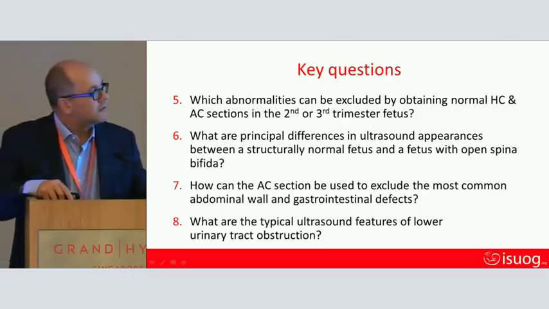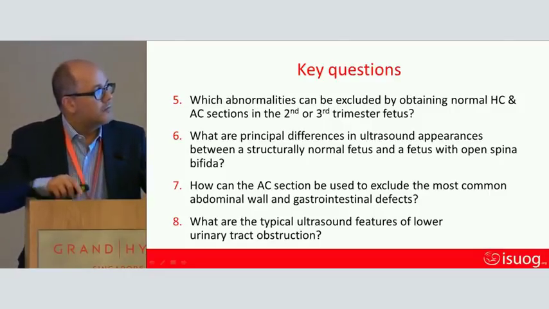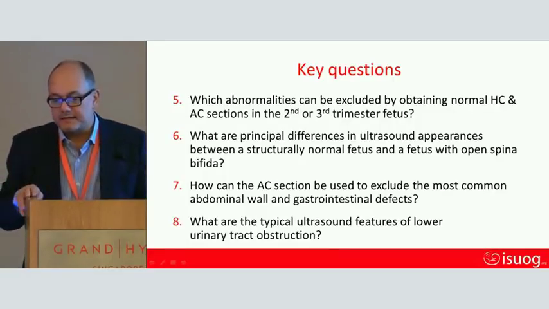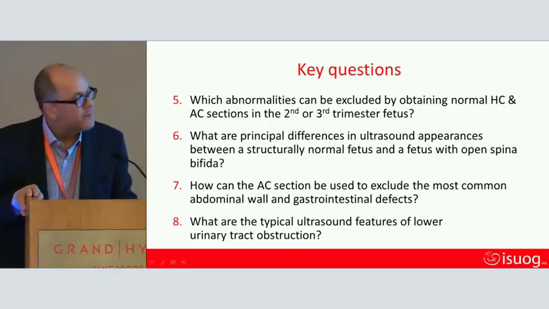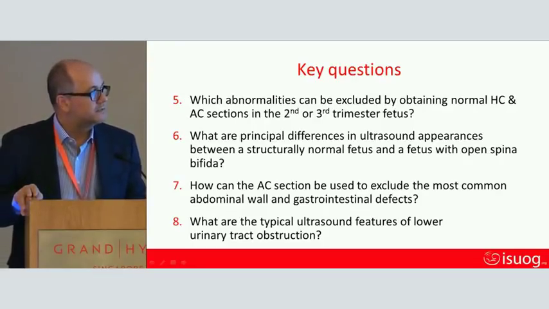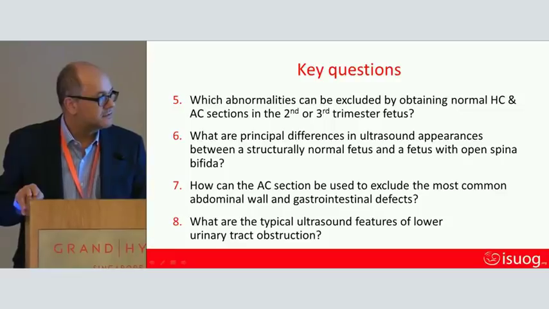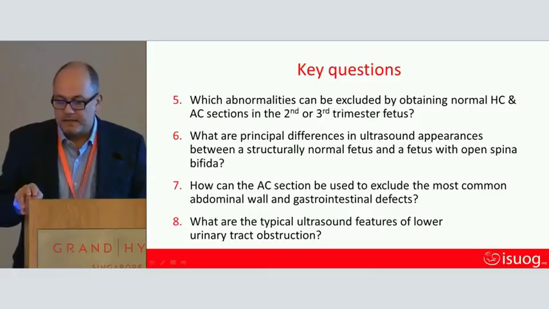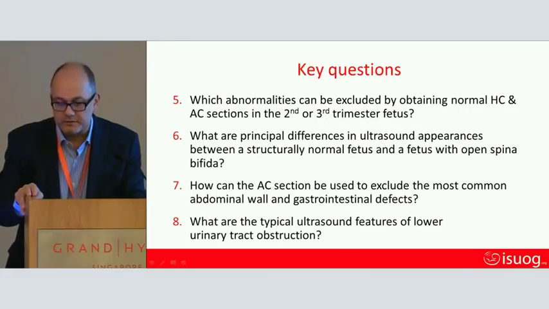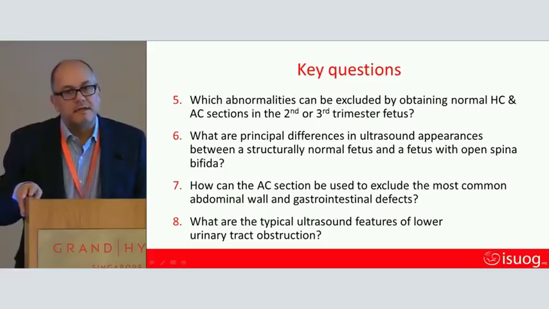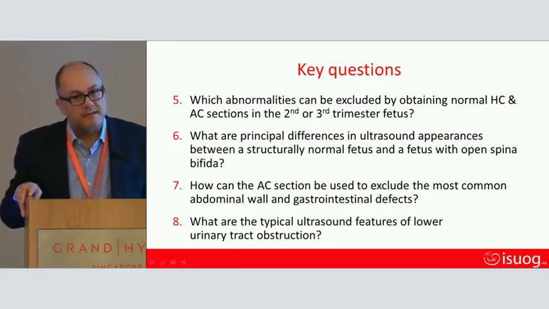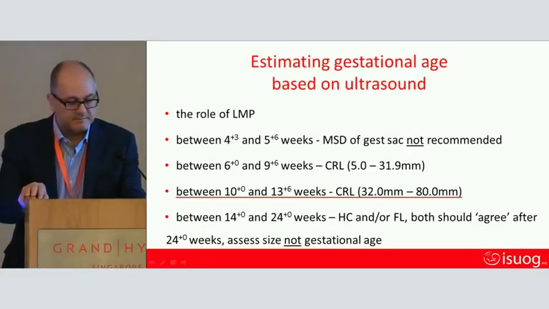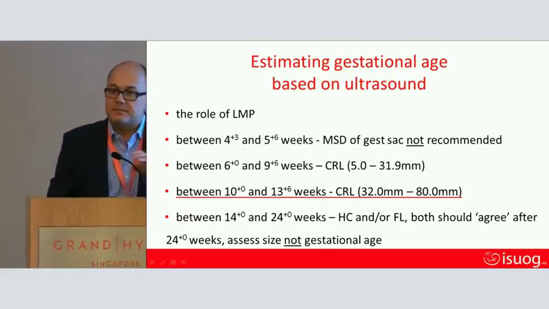And the final key questions are: what are the key abnormalities that we need to exclude by looking at these standard planes? What are the major differences in ultrasound between these important abnormalities, abdominal wall defects, and also mainly urinary tract obstruction? So I cannot cover in a single talk all abnormalities of the fetus, but we're going to look at some key important abnormalities. So, estimating gestational age.